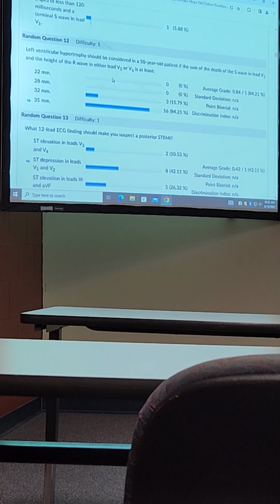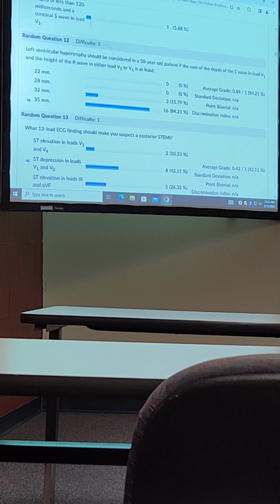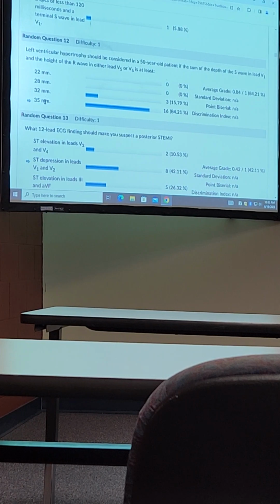LVH. We add up the V1, V2 QRS height with the V5, V6 QRS height, whichever ones are bigger, out of 1 and 2 and out of 5 and 6, and they have to be at least 35 or larger. 35 little boxes or more.